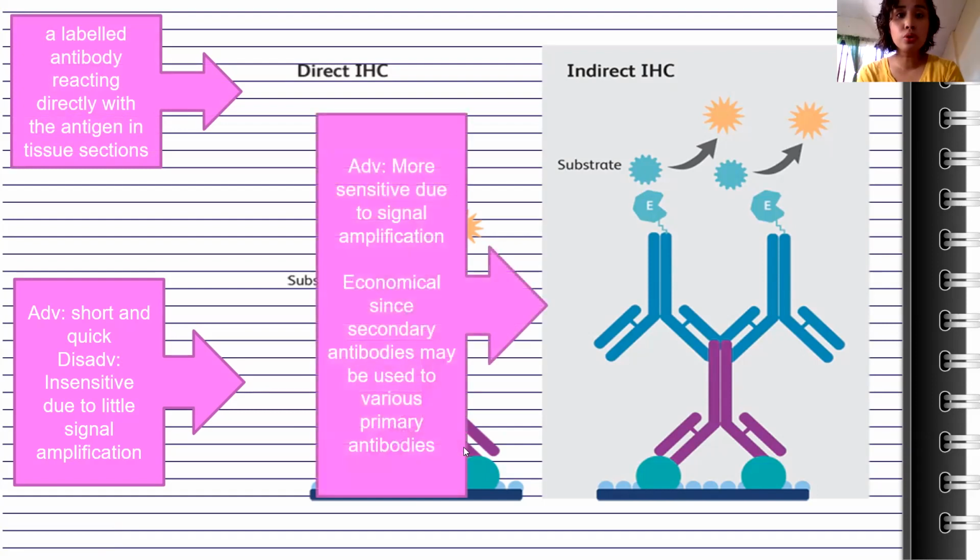So now, guys, the most frequently used method is indirect immunohistochemistry. Huwag kakalimutan, it's more sensitive due to signal amplification since more antibodies are involved. It is more economical since secondary antibodies may be used for various primary antibodies. Your primary antibodies, class, are very specific. It finds the specific antigen. However, itong secondary antibodies naman, class, could be multi-purpose. Malamang polyclonal antibodies ang mga secondary antibodies.